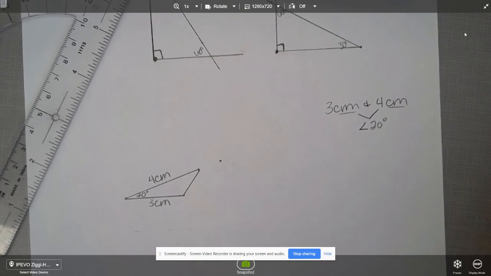Okay, go ahead and pause the video, and you can try the 3 and 4 on your own from 7.3.